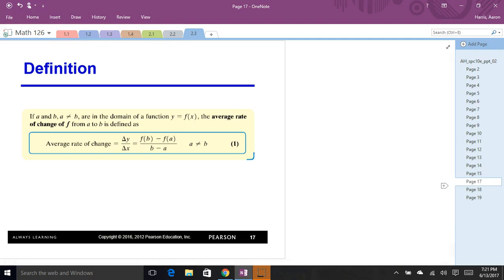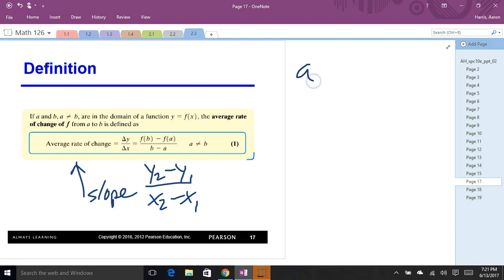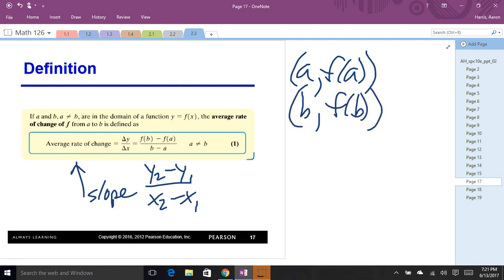Average rate of change. This may look familiar. All this is a slope. So when you hear average rate of change, just think slope. All this is y2 minus y1 over x2 minus x1, just in a different form than it's given. Instead of giving it to you with x1, y1, x2, y2, they're giving it to you in terms of a, f of a, and b, f of b. Okay, so this average rate of change will be very handy as you progress in your mathematics careers here.